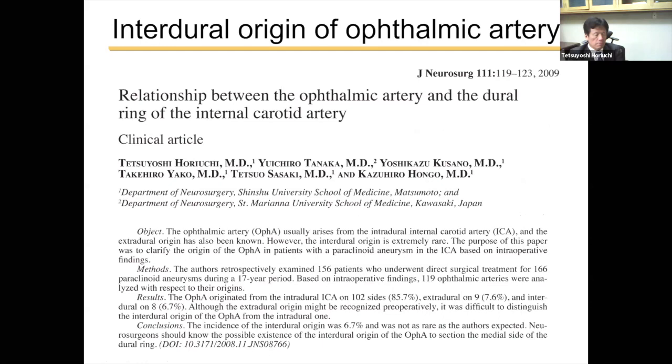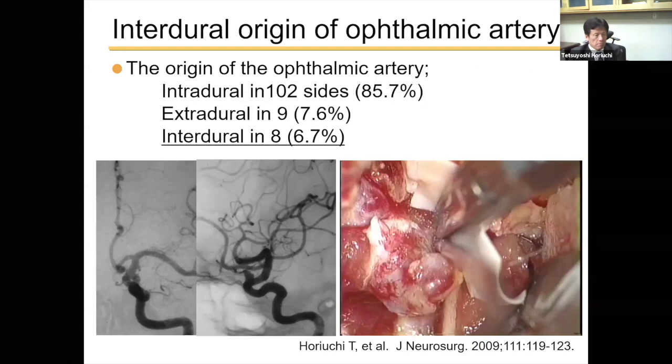I studied the incidence of intradural origin of the ophthalmic artery, and the result was published in the Journal of Neurosurgery in 2009. Intradural origin of the ophthalmic artery is roughly 7%. This incidence was relatively higher than I expected.